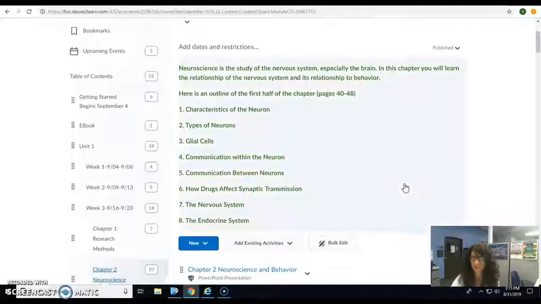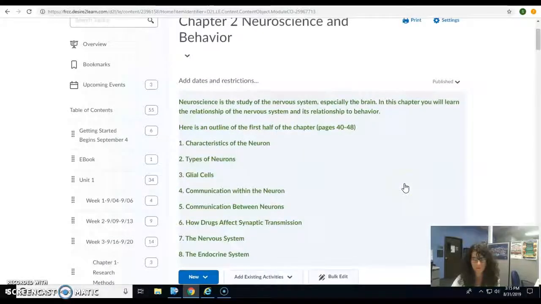this week, we're going to go into Chapter 2, which is going to begin our discussion of neuroscience and behavior, which really sets the foundation for this class because the brain and the nervous system is involved in everything we do. Here's a brief outline. This is going to cover pages 40 through 48 in your reading.